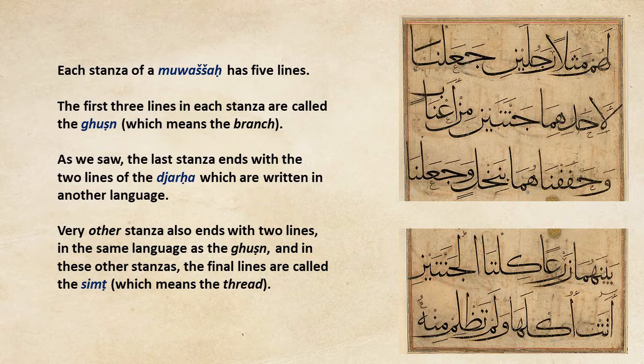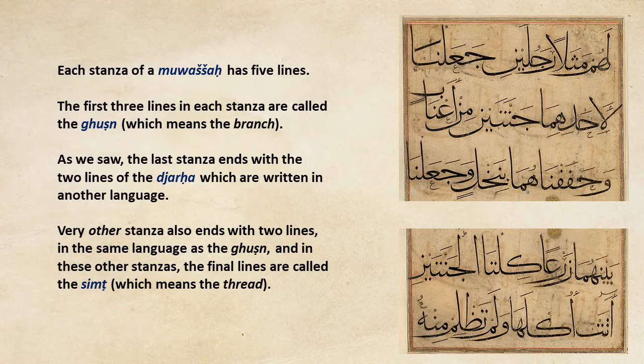As we saw, the last stanza ends with the 2 lines of the jarha, right? Those are these 2 lines in the last stanza in a different language. Only in the last stanza is a jarha. But every other stanza, assuming there are more than one, also ends with 2 lines. And that's not called a jarha then. That has to be in the same language as the poem itself, as the ghusn. And in these other stanzas, the final lines are called the simt, which means the thread. So every time the simt, the thread comes back, and then it ends.